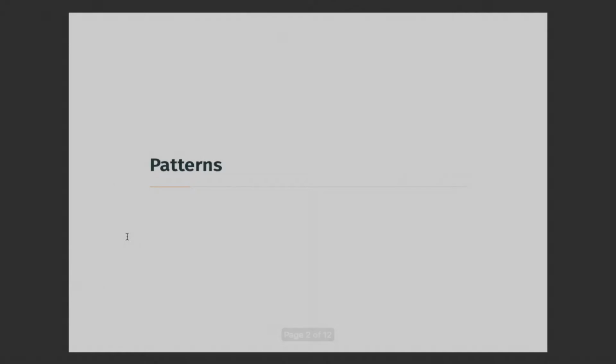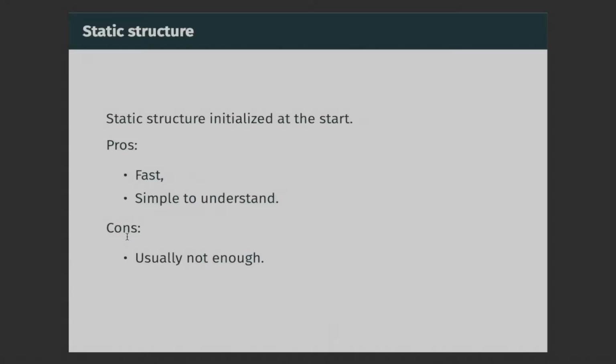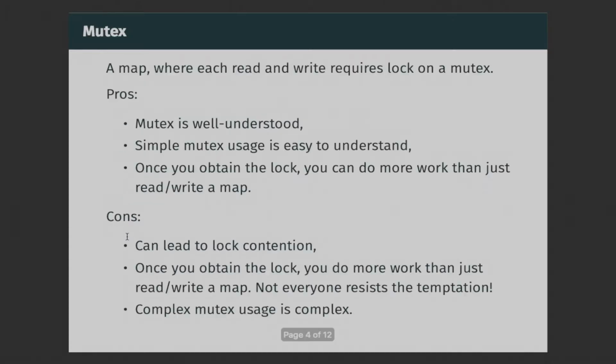So how can you do a global cache in your application? The best way, if you can, is a static structure. On start, you initialize the static structure, a static map or something like this. You pass it to all your Go routines, and it's fast and simple to understand. The only problem is that sometimes it's not possible. Most of the time, it's not possible.